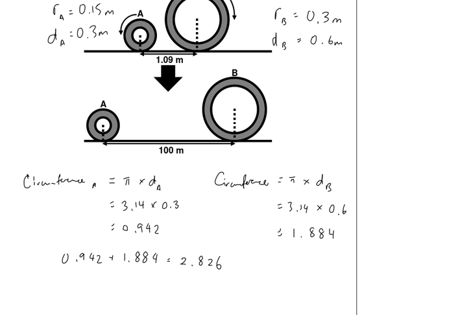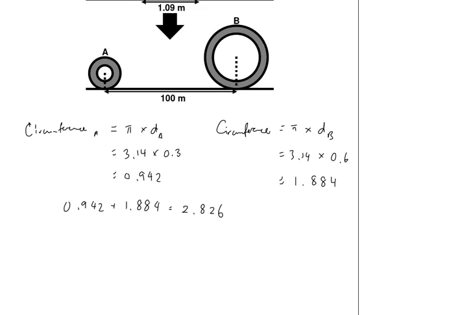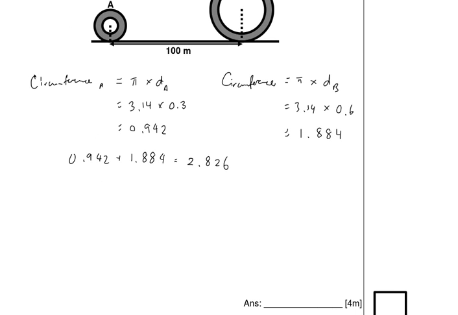So, no, not a linear divide. First of all, I need to use my 100 minus 1.09, which gives me 98.91. So from here, I divide by 2.826, which equals 35. Very short, the working.